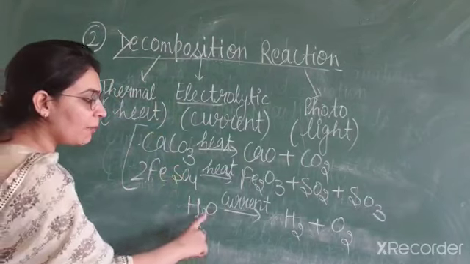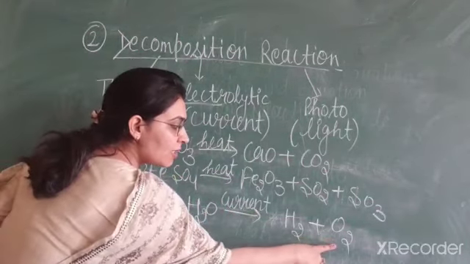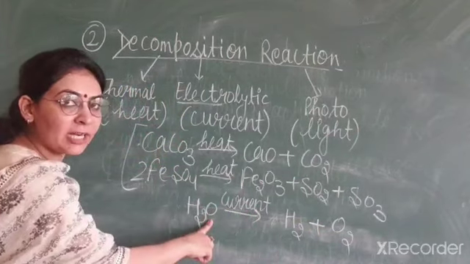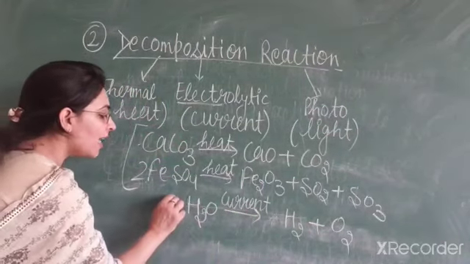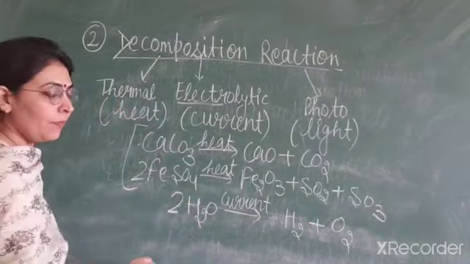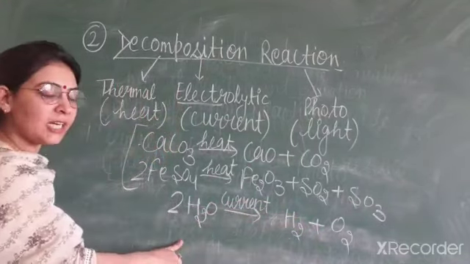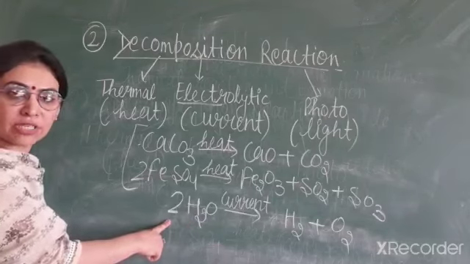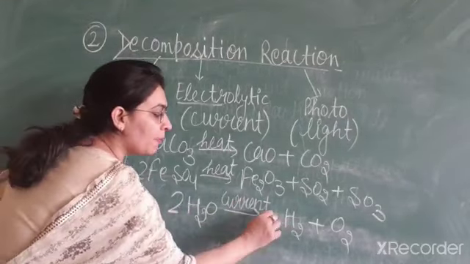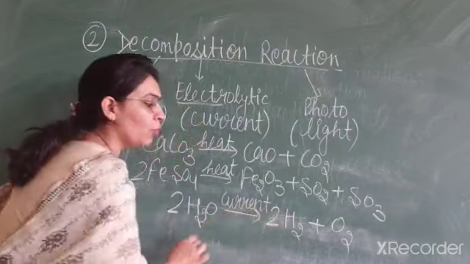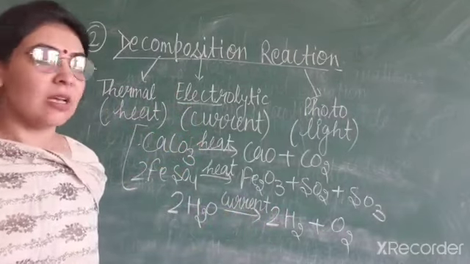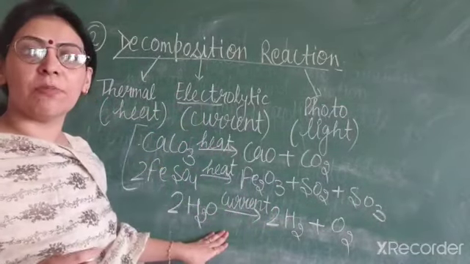Here hydrogen 2 atoms are present, here also 2. Oxygen, here 2 atoms are present, here only 1 atom is present on the left side. So to balance it, I will write here 2. Now the oxygen atoms are balanced on both sides, but hydrogen, here 4 atoms of hydrogen are present, but here 2 atoms are present. So to balance it, I will write here 2. Now the equation is balanced. This was about the electrolytic decomposition.